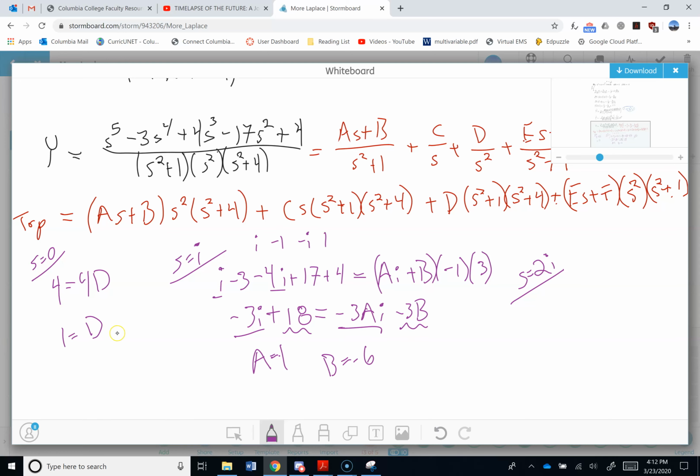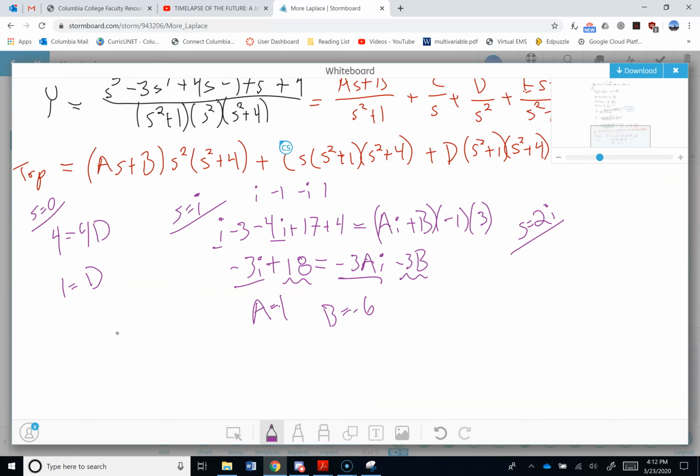And then once you've got these, I'm just going to say, I don't have this done yet, right? But capital Y is S over S squared plus 1 plus negative 6 over S squared plus 1 plus, and I don't know these ones yet. There are 4 more there, so you're going to need one more equation too.